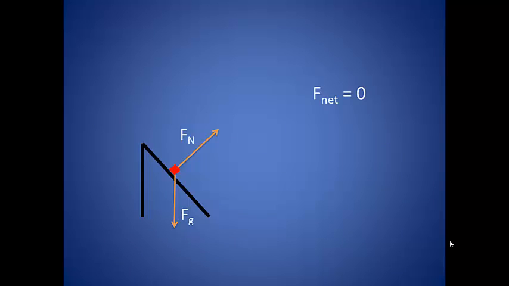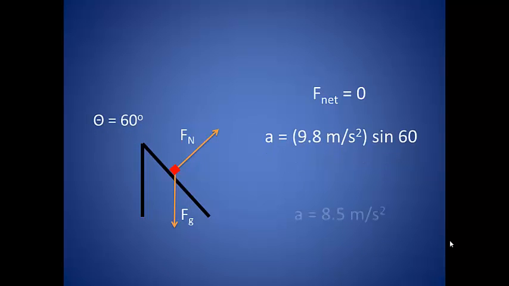What if our incline changes to 60 degrees? The sine of 60 degrees is 0.866. Plugging that into our equation gives us an acceleration of 8.5 meters per second squared. Again, we see that the net force is now larger than the net force when the object was on a level surface or less of an incline.